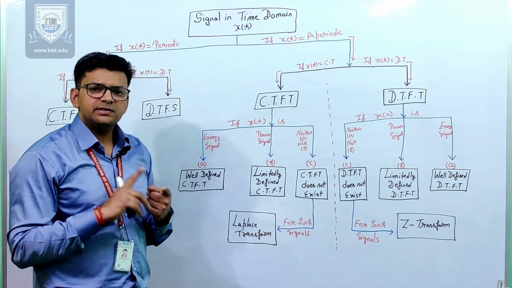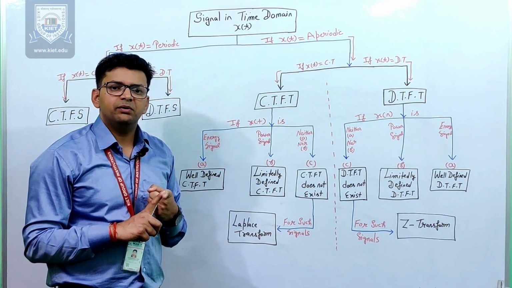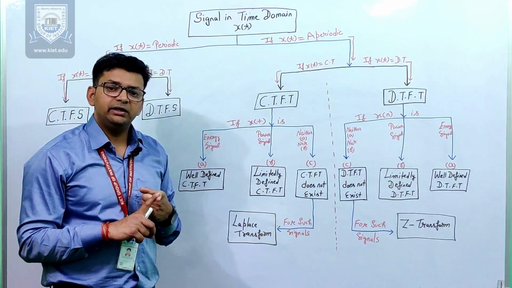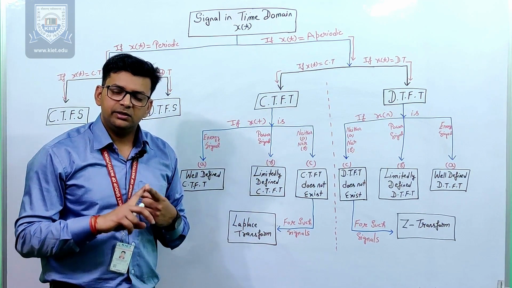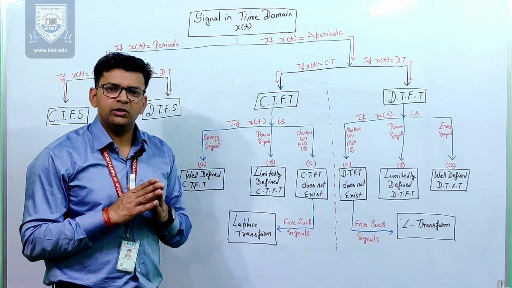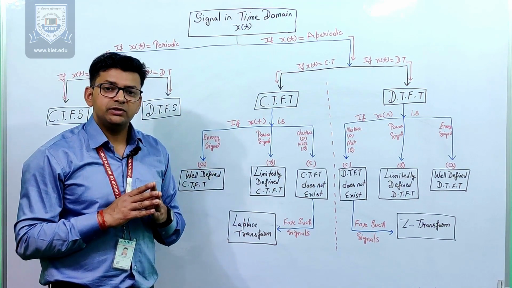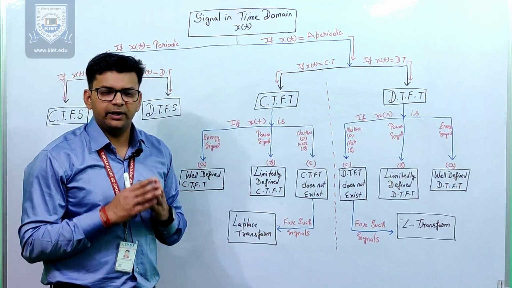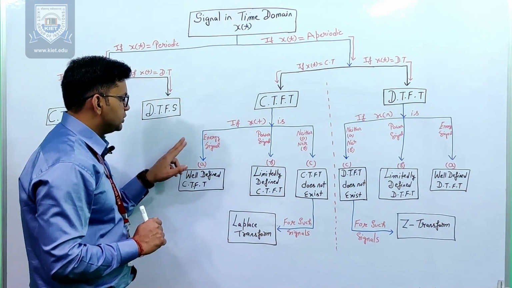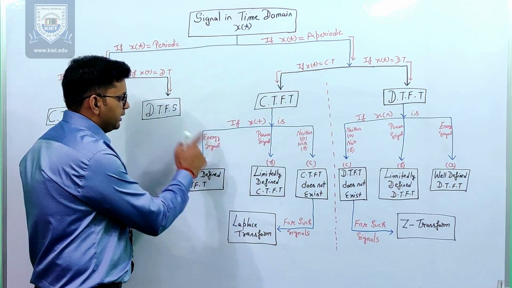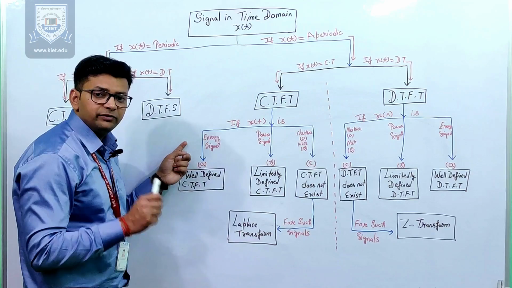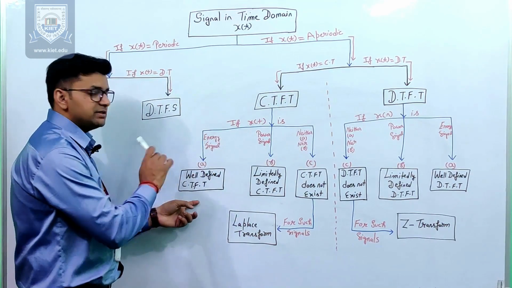Second point is the signal should have a finite number of maxima and minima, and third point is signal must have finite number of discontinuities. These three points are the basic points of Dirichlet condition, which gives the existence of Fourier transform of any signal, right? So as per these conditions, if my signal is energy signal, or we can say if my signal is absolutely integrable, for such signal Fourier transform is well defined.